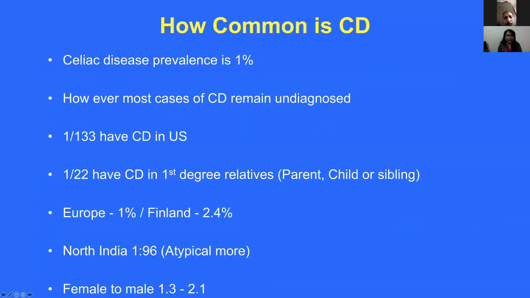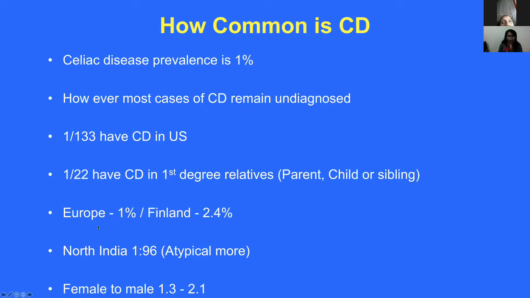How common is celiac disease? This is not so uncommon. The prevalence is around 1%. However, what we see in our population is that most of the cases remain undiagnosed. In the US, the prevalence is around 1 in 133. And this prevalence increases in first degree relatives, that is, the parents, children or siblings of a patient with celiac disease. If we test them, the prevalence is very high, 1 in 22.